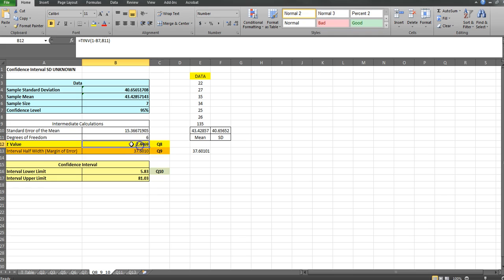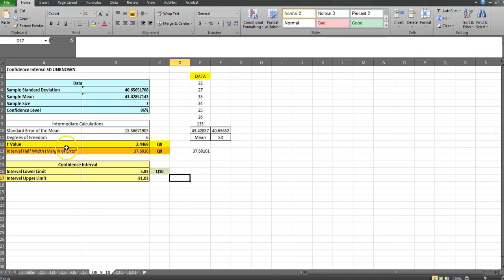So question 8 is the critical t-value that's calculated for you. Again, it's using the TINV function syntax. The margin of error, which in this case is the interval half width, is just the t times the standard error, and you get that value here. For question 10, it was asking for the lower and upper limits. Again, those are provided as well with the calculator. So all you've got to do is punch in your data and it'll do it all for you.